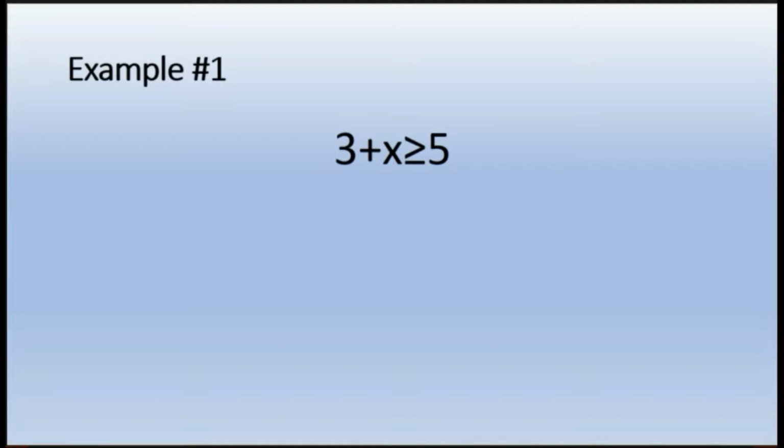Okay, so for this one, the goal is to get all of the numbers on this side and just have x on this side. To get rid of this 3, I'm going to subtract 3 on both sides. So 3 minus 3 equals 0. Over here, 5 minus 3 equals 2. We're left with x is greater than or equal to 2.